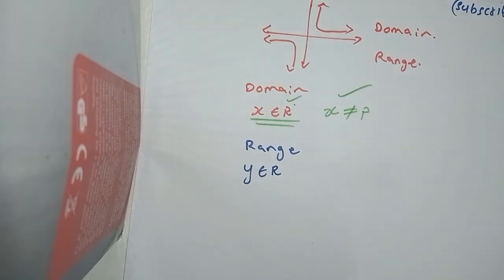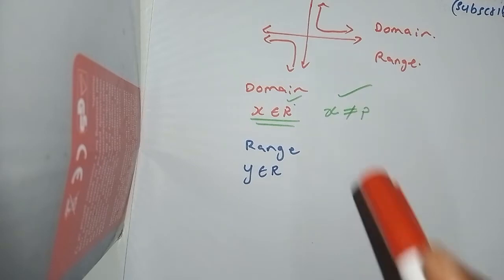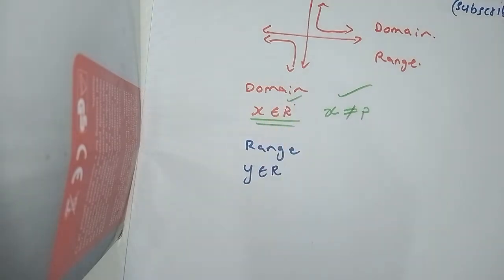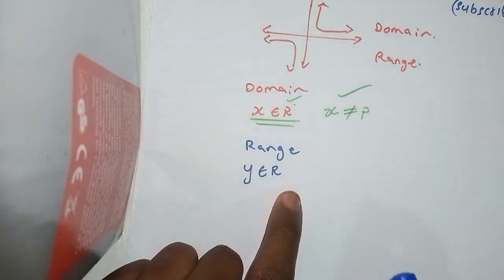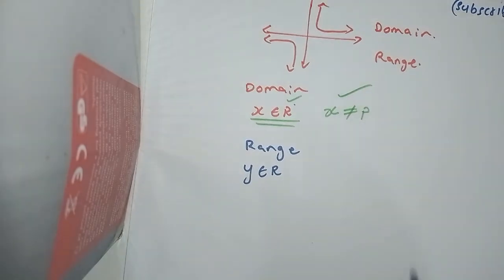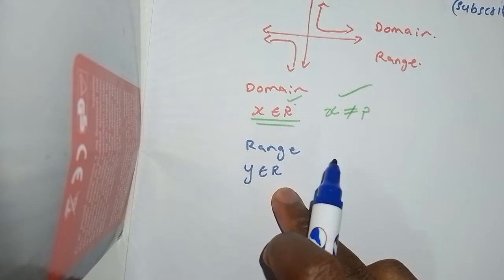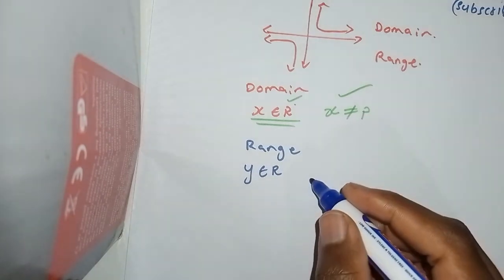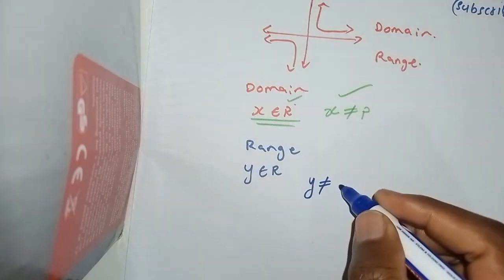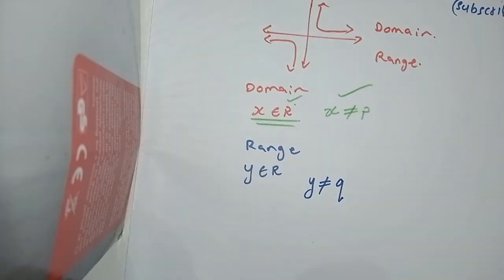Now, another thing, a learner can just say, can't I write this in a different way? Okay, let's just complete this one and then I'll explain another way of writing this. Y is an element of real numbers. Again, y can never touch q, right? This is my second asymptote. Y can never be equal to q.